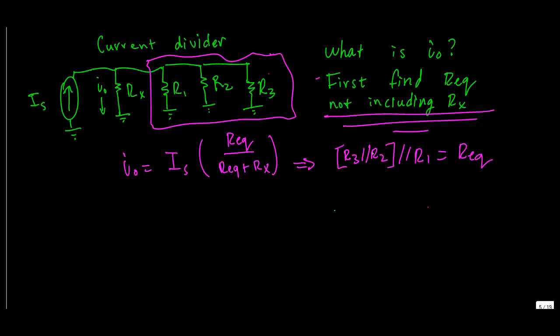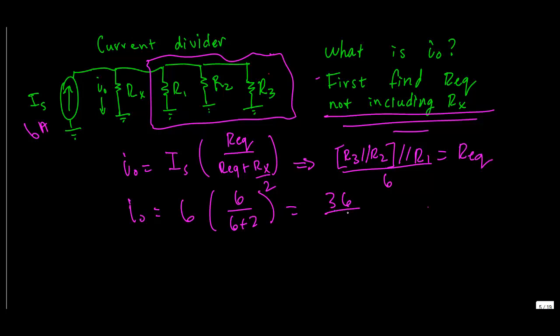Whatever number you get out of this could be, let's just say it's 6, and then let's say that Rx is 2. And let's say our current source is 6 amps. I.O. in this case would be equal to 6 times 6 over 6 plus 2, which is equal to 36 over 8, which is what your I.O. would be. Alright, with that being said, let's move on to our problem.